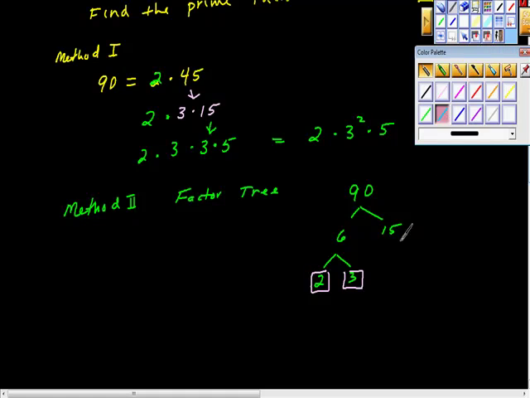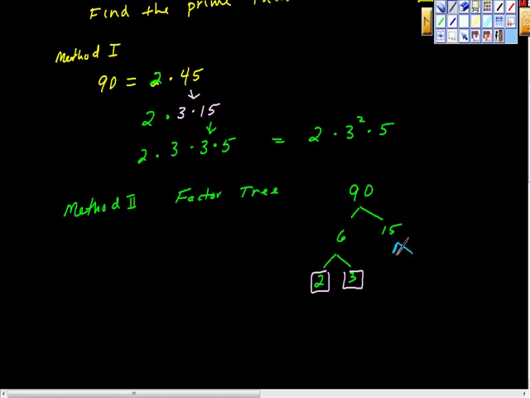Then I'm going to look at this and say, factors of 15. Factors of 15 are 3 and 5. They're both prime. So look, we got the same factorization as we got before. What I'd like you to try is different ones. The book uses 9 and 10. See if it doesn't break out to be exactly the same thing using the factor tree.